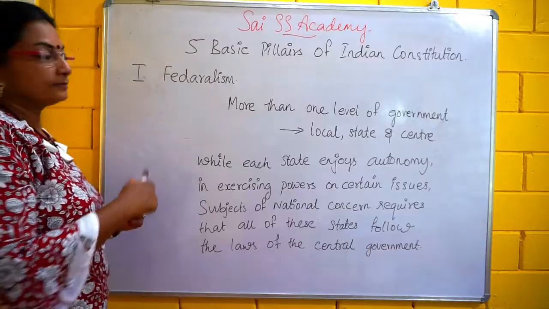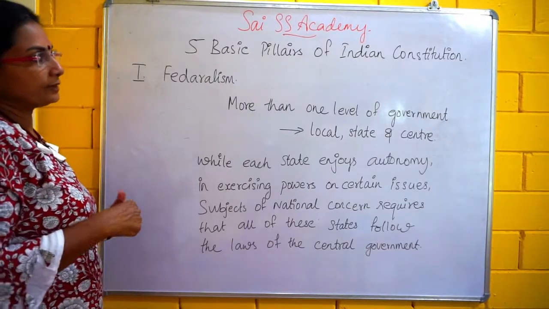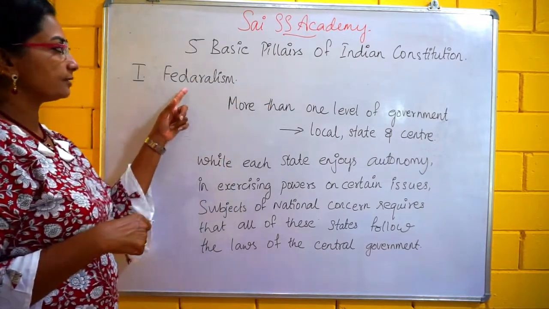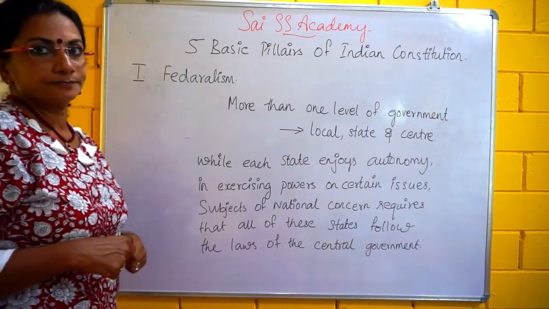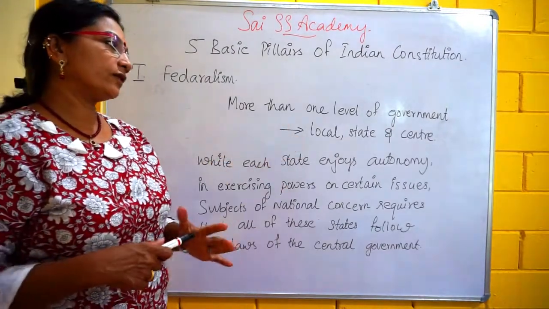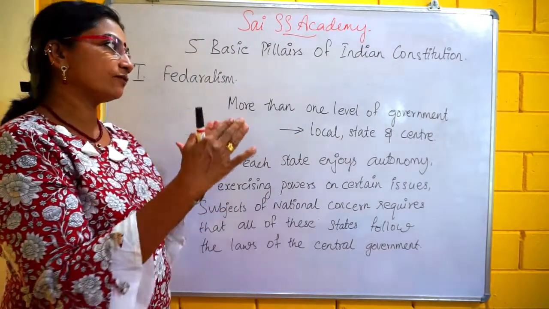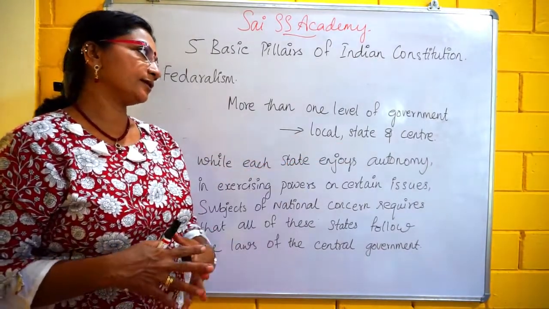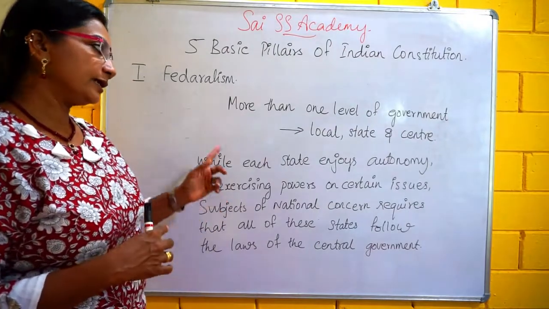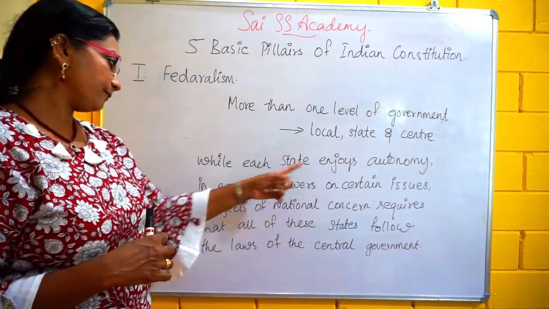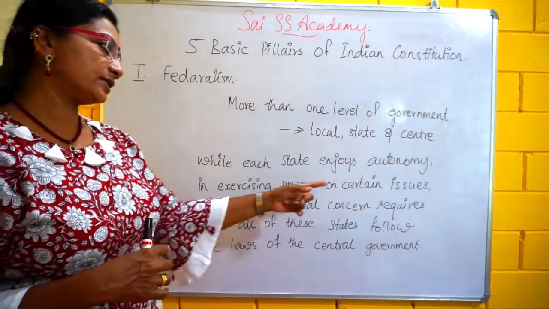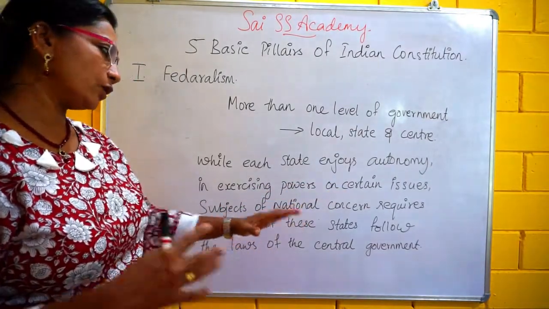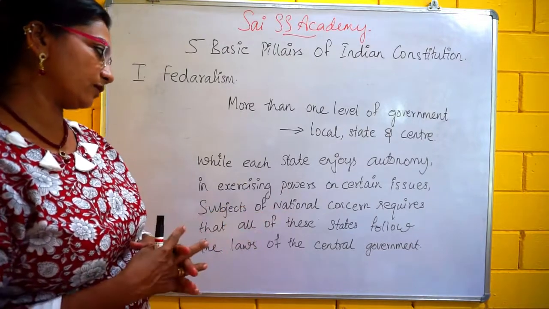Let us have a look at the first pillar of the Indian Constitution. I told you 5 basic pillars are there, and the first pillar is federalism. More than one level of government: under federalism, local, state and center. While each state enjoys autonomy in exercising powers on certain issues, subjects of national concern require that all these states follow the laws of the central government.